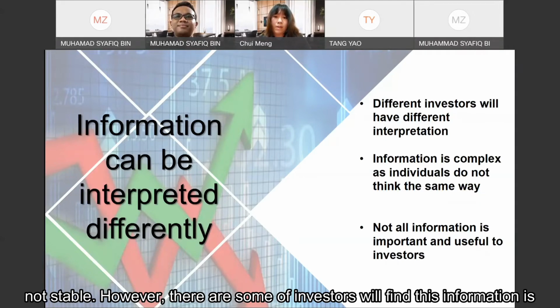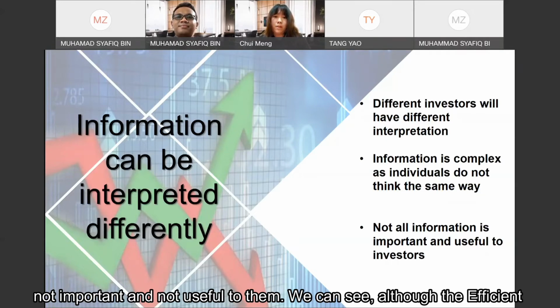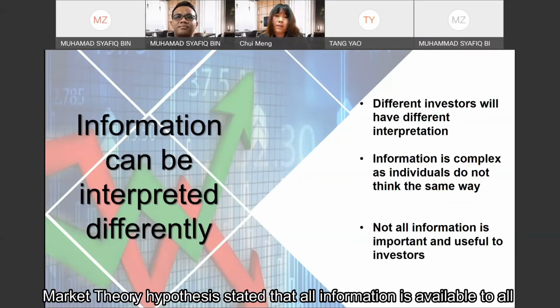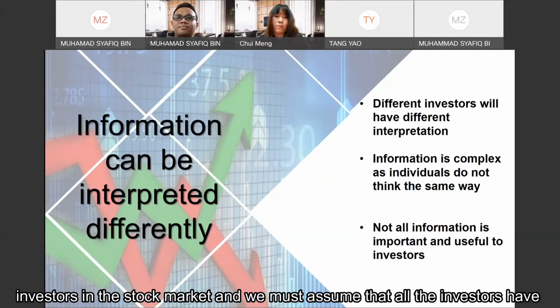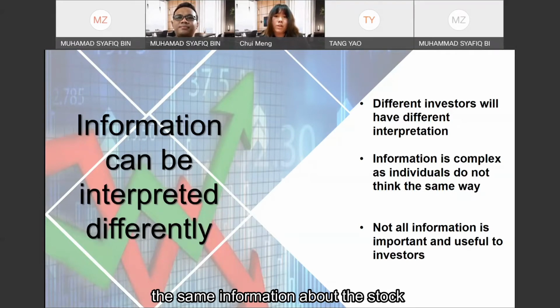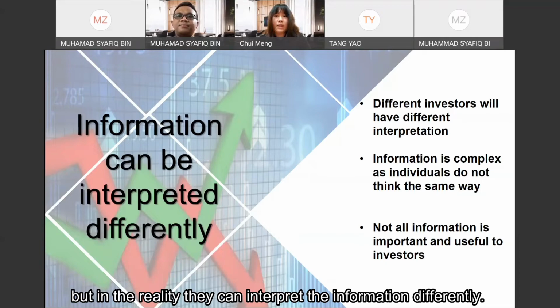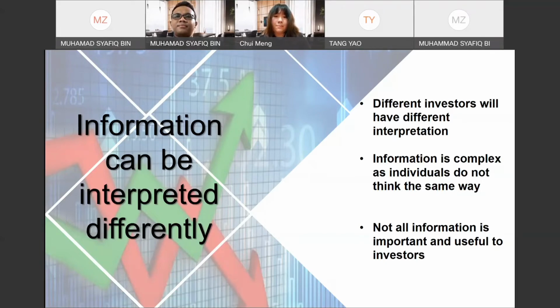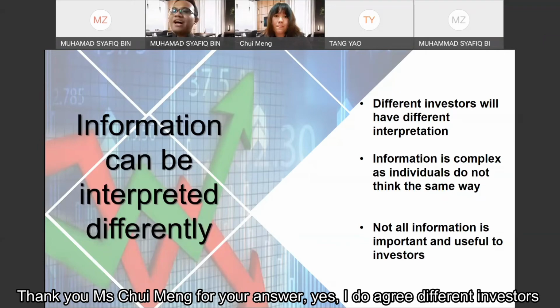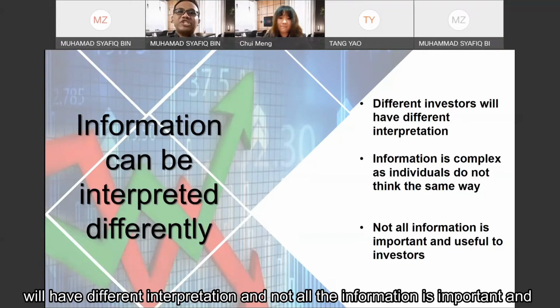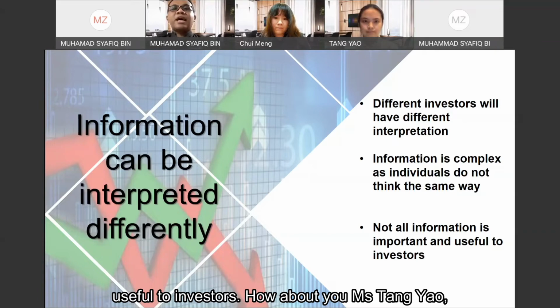However, some investors will find this information not important and not useful at all. So we can see, although the efficient market hypothesis theory states that all the information is available to all the investors in the stock market, and we must assume that all the investors have the same information about the stock, in reality, they can interpret the information differently. Thank you, Ms. Chui Ming, for your answer. Yes, I do agree. Different investors will have different interpretations and not all the information is important and useful to investors. How about you, Ms.